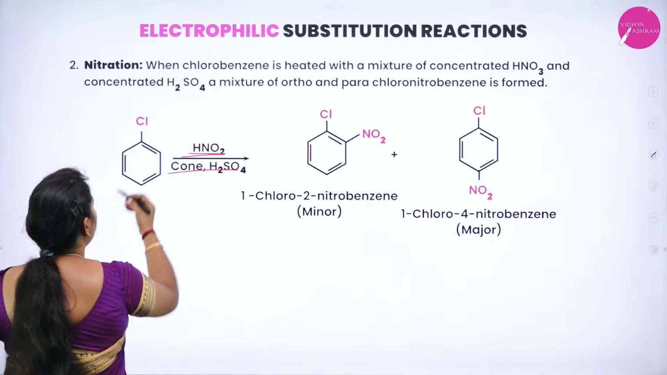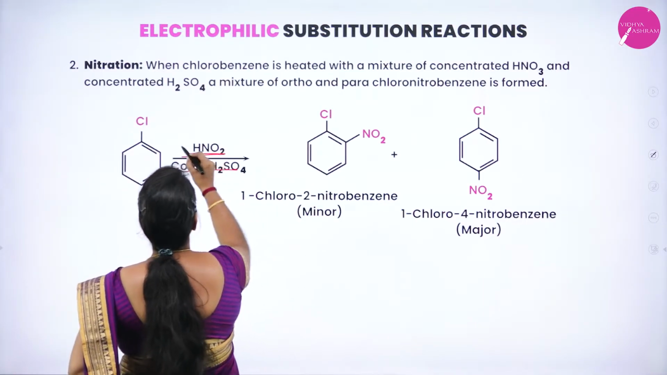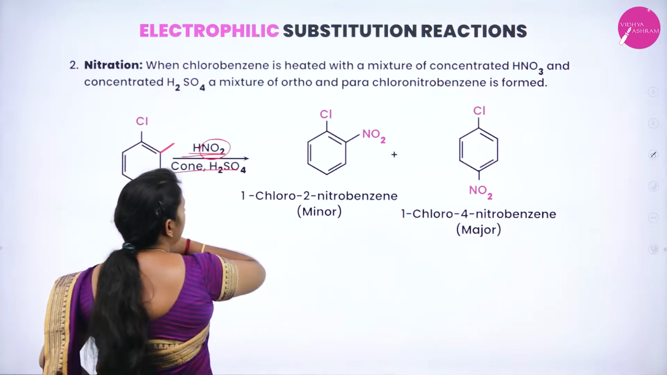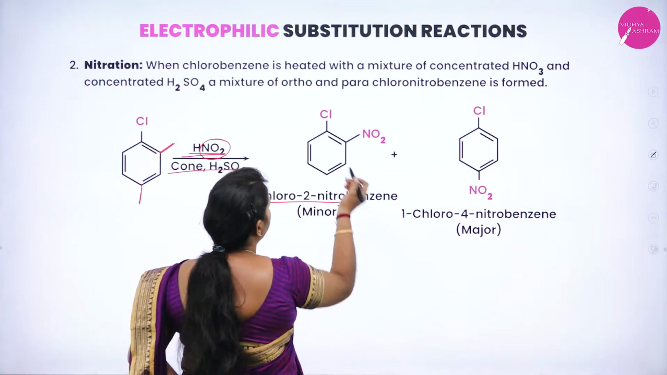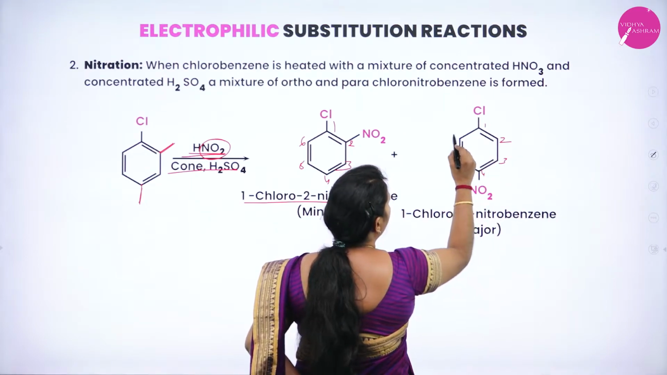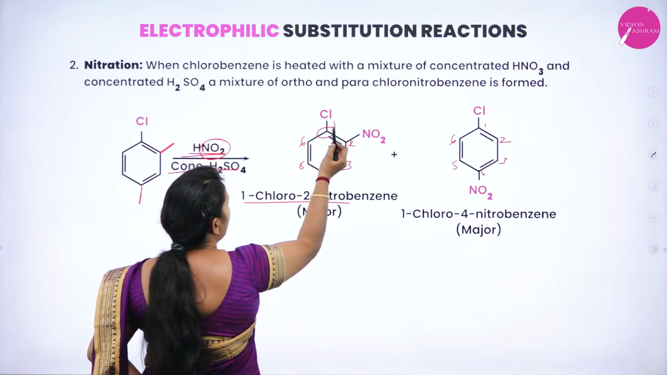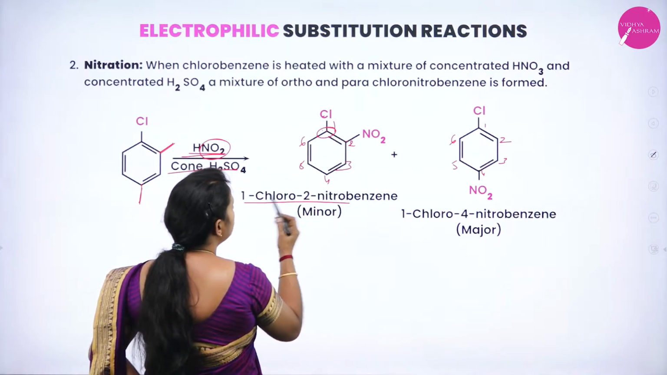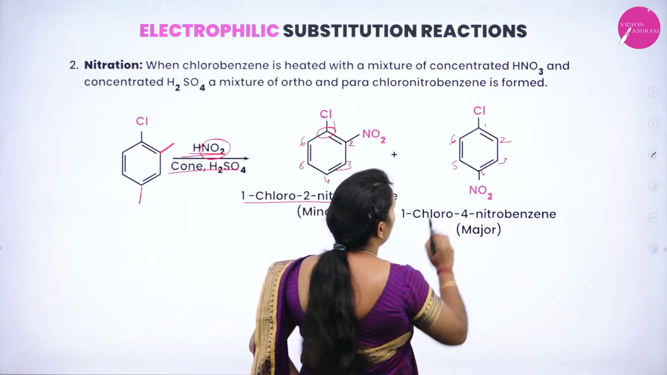So, what happens if you take the chlorobenzene? This nitro group will go and substitute at ortho and at the para position. Thereby, it forms 1-chloro-2-nitrobenzene. Again, you can see where the carbon and chlorine bonds will be formed. So, it is 1 and 2. To the first carbon atom, the chlorine group will be attached. To the second carbon atom, nitro group will be attached. So, it is 1-chloro-2-nitrobenzene.